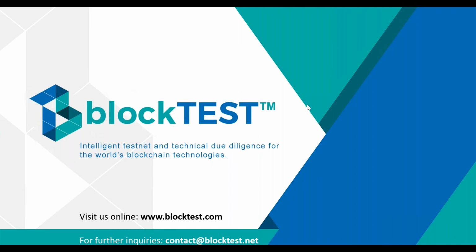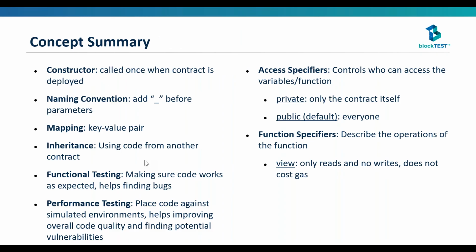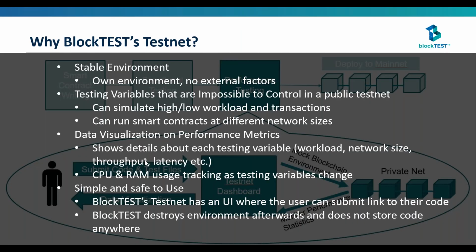If you go back to the slide that we had earlier, we talked about the advantages of the BlockTEST testnet over a traditional testnet. Here you can see a full list of what we went over. Like we said, you can use different workloads in our testnet and change the network sizes. We can also show you different statistics and visualizations on testing variables such as workload, network size, throughput and latency. We also keep track of CPU and RAM.